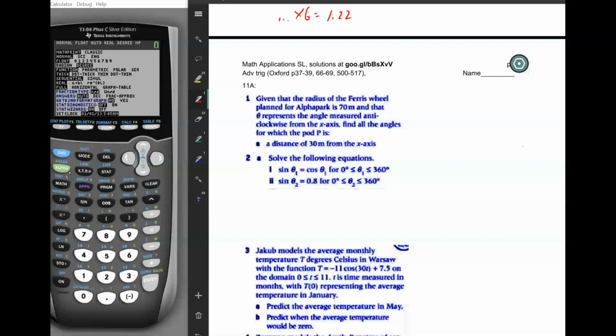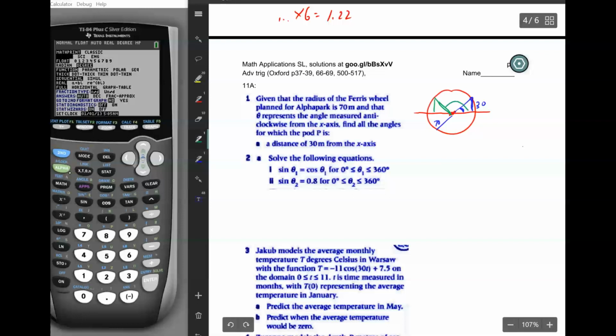So basically what it says is, if you have a Ferris wheel and you drew a horizontal line through the middle of it, and this radius happens to be 70, they want to know when the passenger pod reaches a height of 30 relative to this horizontal line. And that happens in two places, right? It happens at this angle, and it also would happen at this angle, right?